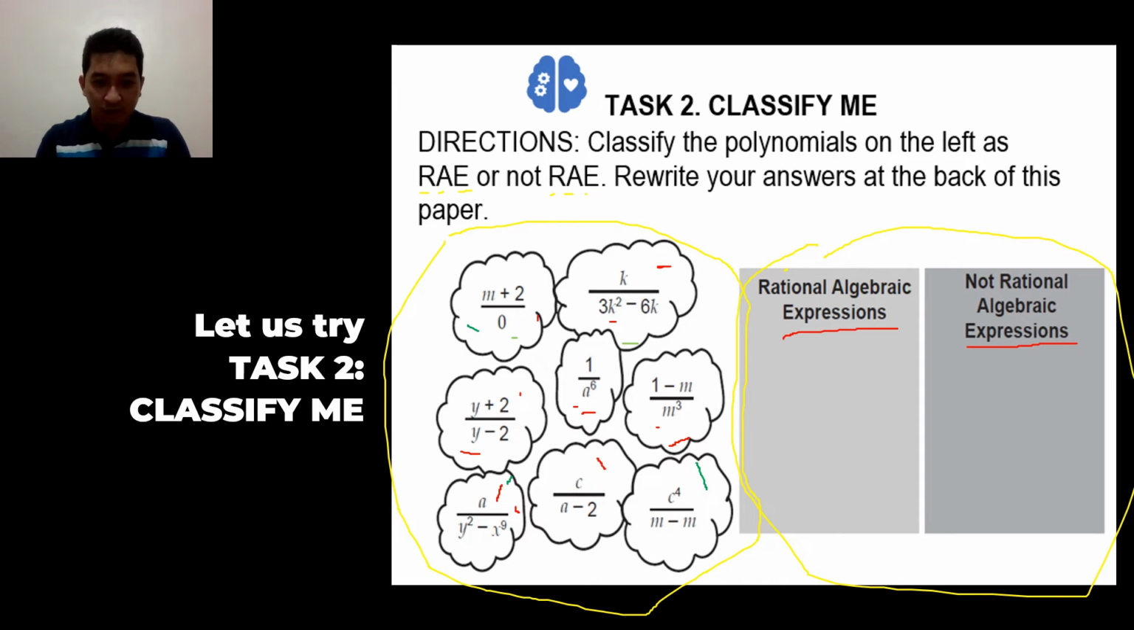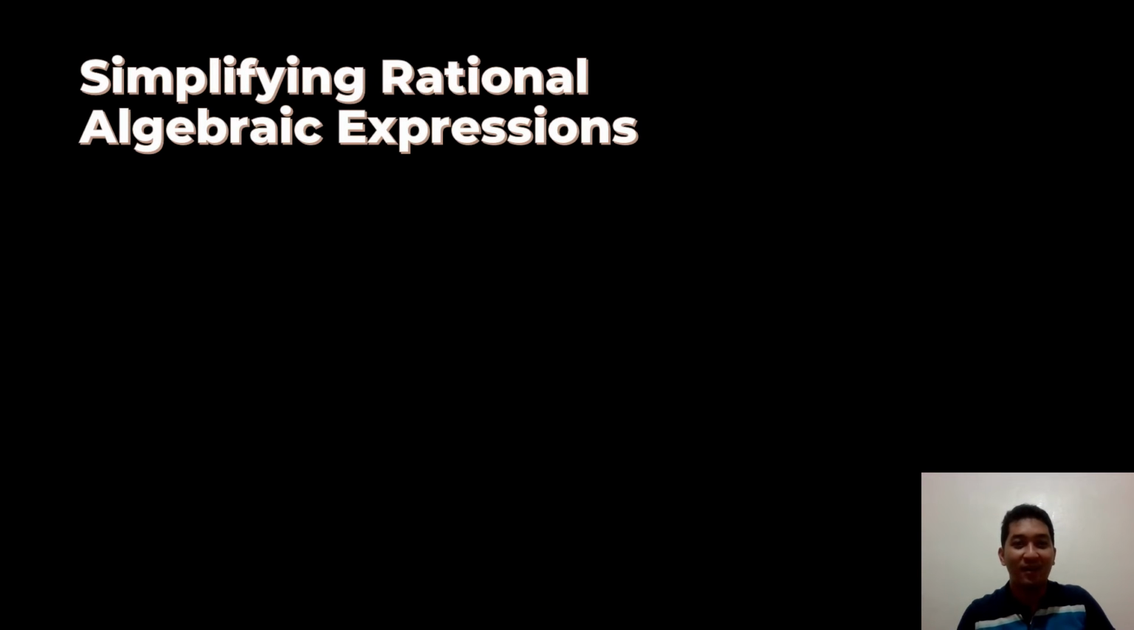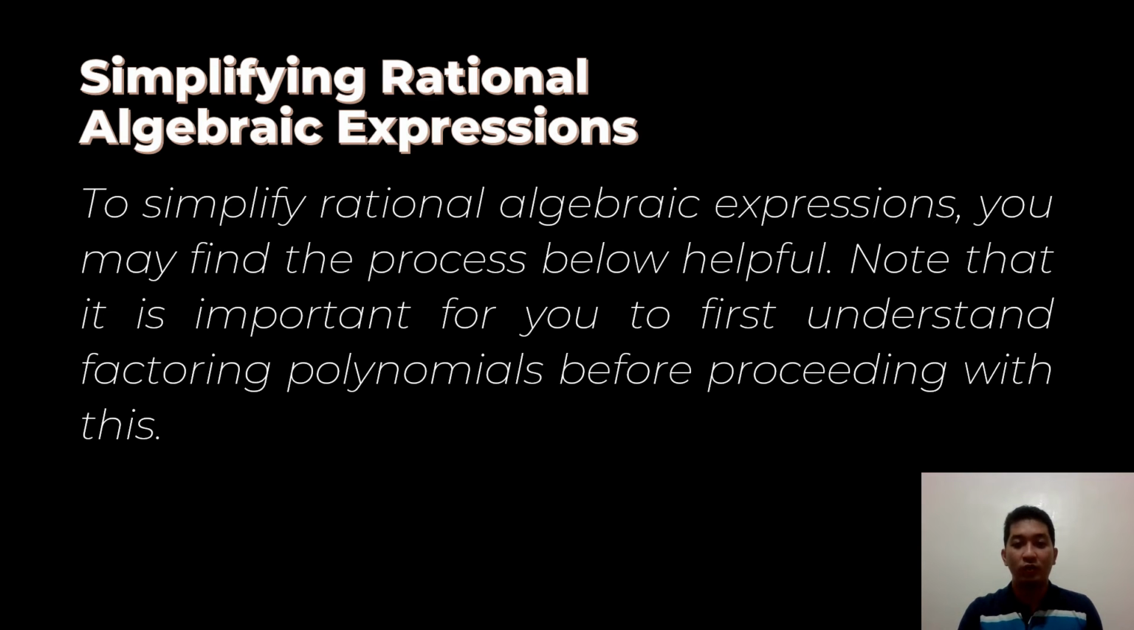Okay? So, I guess you are already done with activity or task number 2. Let's continue our discussion. Okay, so let's go with the second part of this second week modular distance learning topic in Mathematics 8, which is the simplifying rational algebraic expressions. Okay, so how do we simplify rational expression? So to simplify, we have an example here, and take note of this idea.